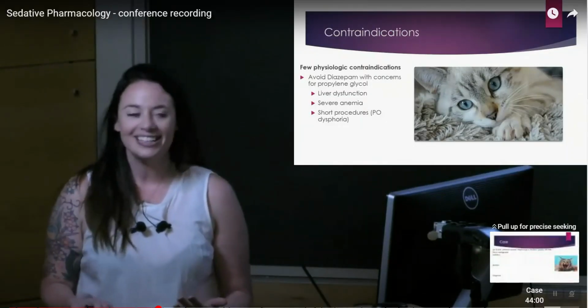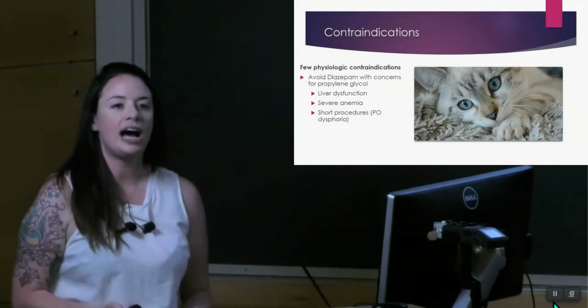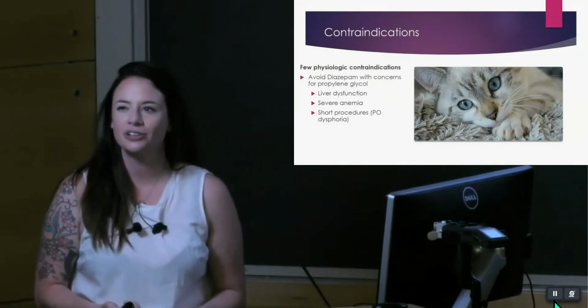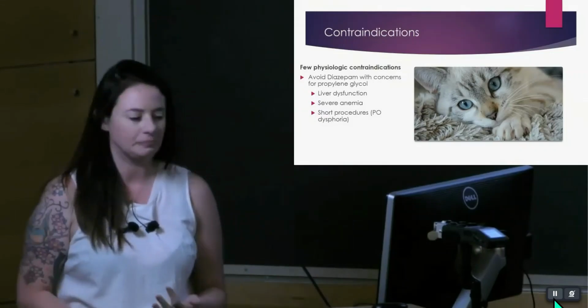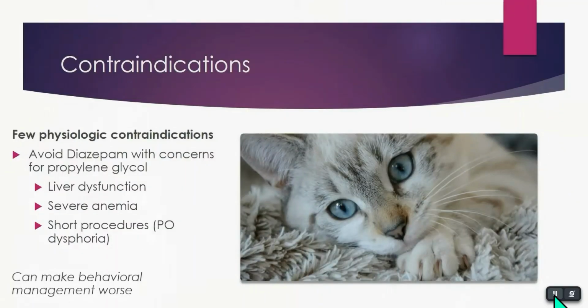And flumazenil reliably reverses it, right? So we can always give flumazenil, but the half-life of flumazenil is 30 to 45 minutes. So we could have to then repeat the dose. It can always make behavioral management worse, so that's why we want to avoid it in these tough behavior cases as well, both benzos.